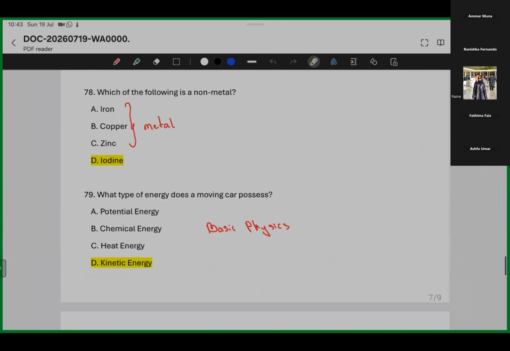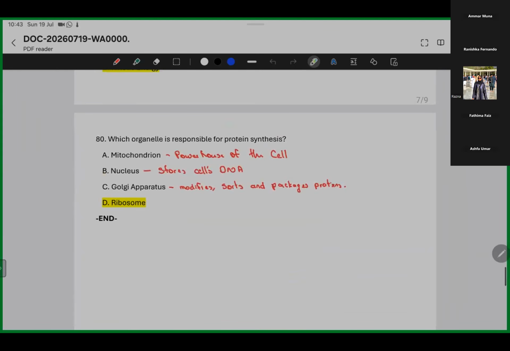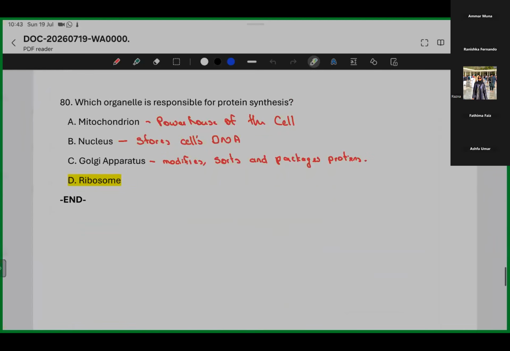Question 79, which is a basic physics question. What type of energy does a moving car possess? And the answer is D, kinetic energy. And the last question, which organelle is responsible for protein synthesis? The answer is D. And the reasons why A, B, and C are incorrect are mentioned on the screen. Thank you, and that's about it from this section.